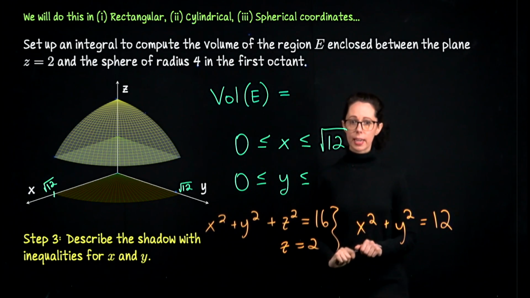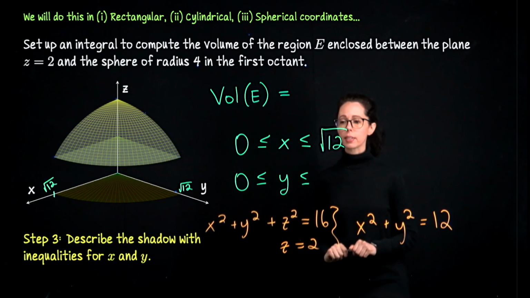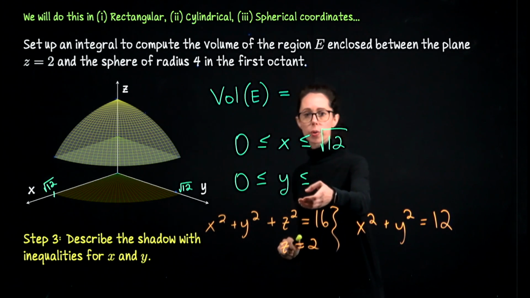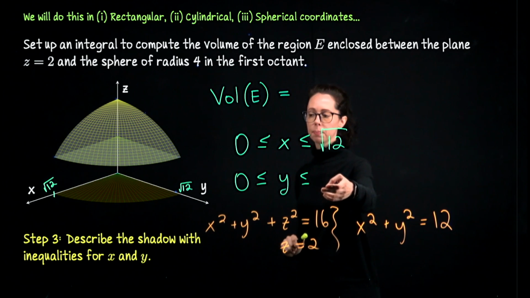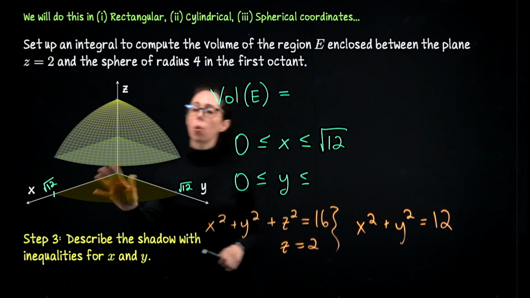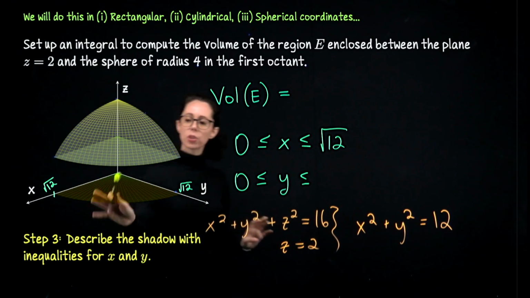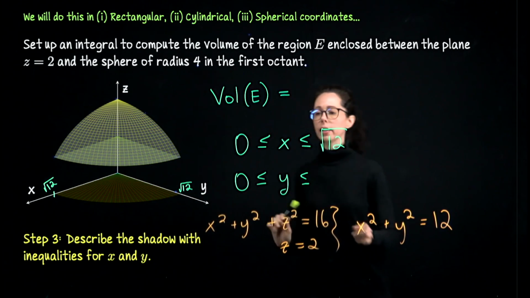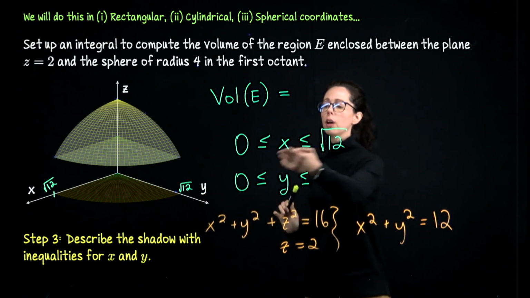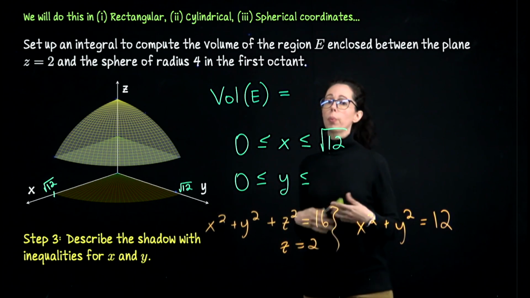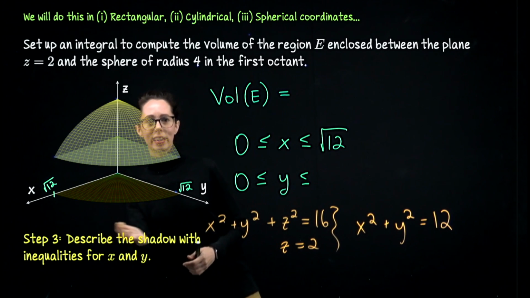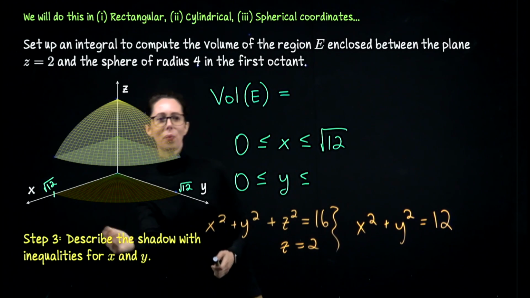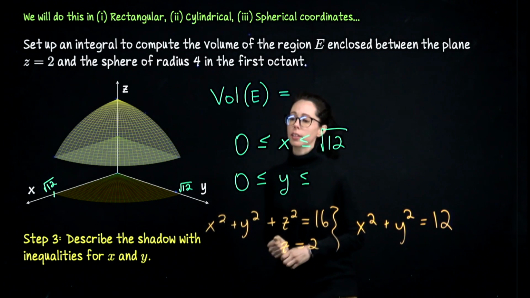A common mistake that I see students make at this point is they say, that's also true about y. Y also goes from 0 to the square root of 12. But that is not the right description for this quarter disk. Because if we try to describe this quarter disk by saying x goes from 0 to square root of 12, y goes from 0 to square root of 12, what we actually describe is a square. It would include points like out here inside this square that are not in the quarter disk.